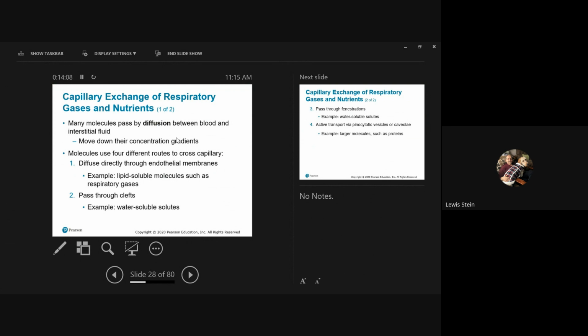So really it's probably designed that way. The beauty of using diffusion is it doesn't require energy. So we're going to utilize blood pressure to force fluid out, and again, it's all about gradients. It's all about different levels of concentration or different levels of pressure.